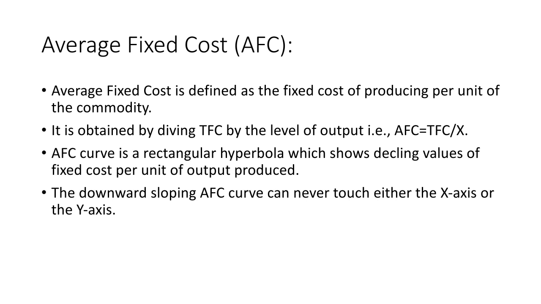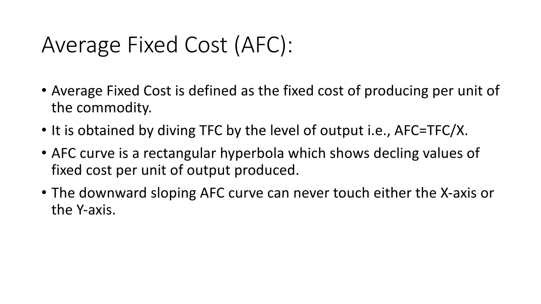Next we will see the average fixed cost. Average fixed cost is defined as the fixed cost of producing per unit of the commodity. It is obtained by dividing total fixed cost by the level of output, that is AFC equals TFC divided by X. Here X is the output. The AFC curve is a rectangular hyperbola which you can see from the diagram in the next slide, which shows declining values of fixed cost per unit of output produced.